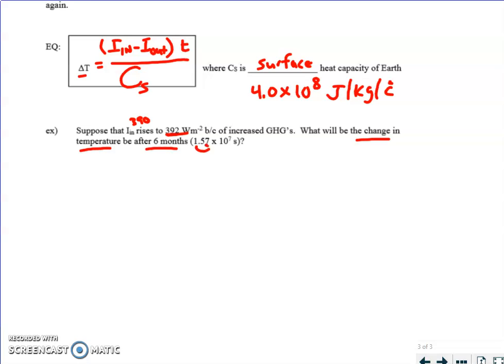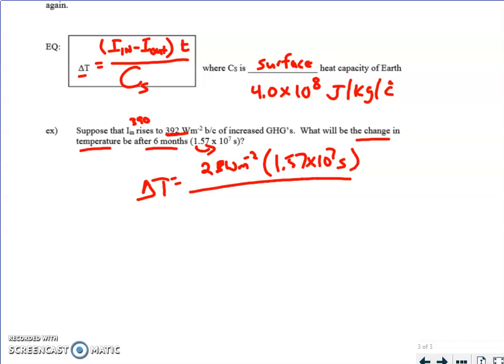And 6 months is that amount of time. So I could say the change in temperature is the I in minus I out, so I'll just put 2 watts per square meter, multiply by that time, 6 months, and 6 months is not a lot of time at all, divided by that big surface heat capacity. So plug in the numbers, and you don't get an impressive number. It's about 0.08 Kelvin or Celsius.